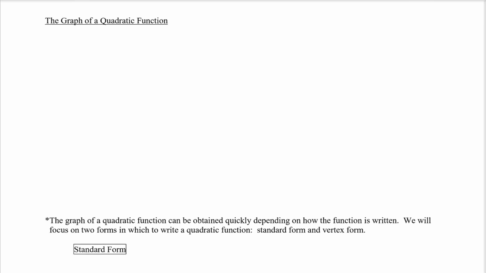All right, so the graph of a quadratic function. Well, it's a parabola. So as you may remember, a parabola.